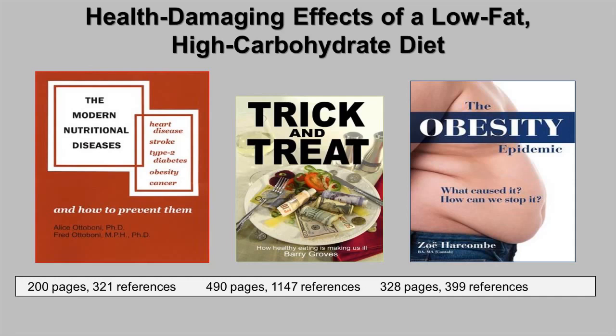Alice and Fred Ottoboni wrote Modern Nutritional Diseases: Heart Disease, Stroke, Type 2 Diabetes, Obesity, Cancer, and How to Prevent Them. Barry Groves, Trick or Treat: How Healthy Eating is Making Us Ill. And Zoe Harcombe, The Obesity Epidemic: What Caused It? How Can We Stop It? Barry Groves, in particular, citing more than 1,000 references, documents how so-called healthy eating is making us ill.